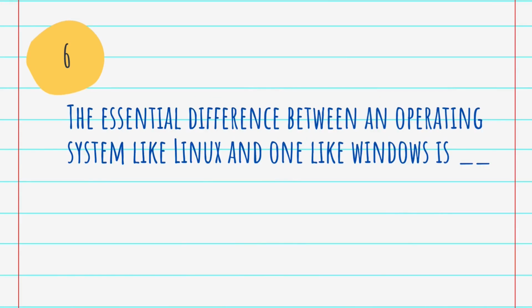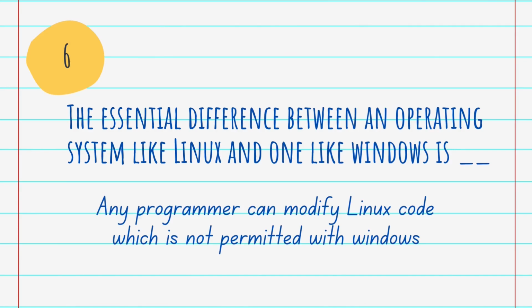Okay. Then our question number 6 is, the essential difference between an operating system like Linux and one like Windows is dash. And the answer is, any programmer can modify Linux code, which is not permitted with Windows. As Linux is an open source operating system, we all know that, so we can modify and edit the code in the Linux operating system, but in Windows it is not permitted.